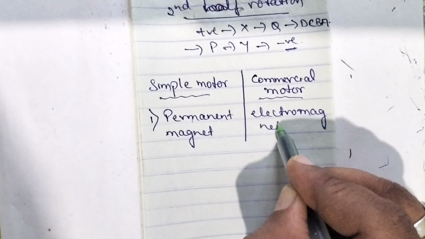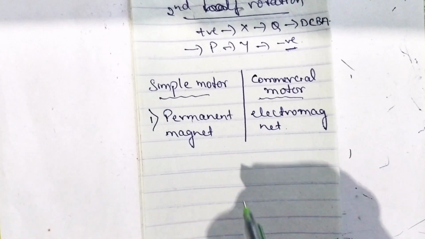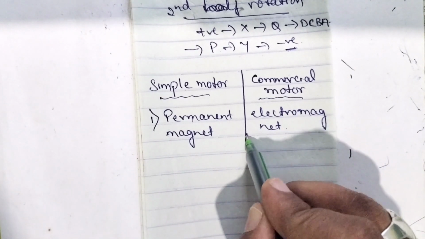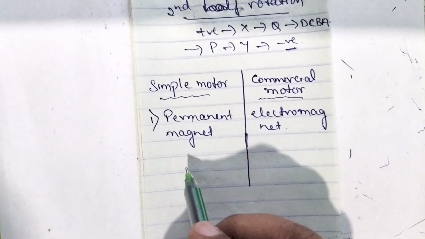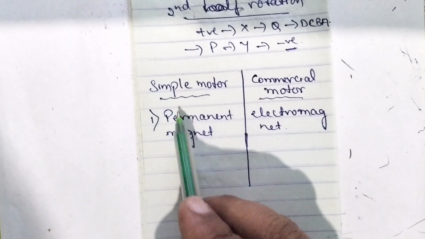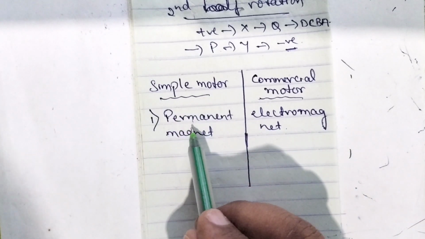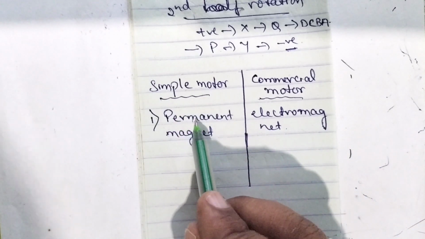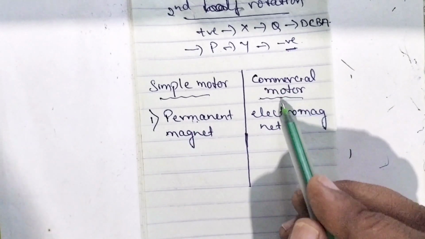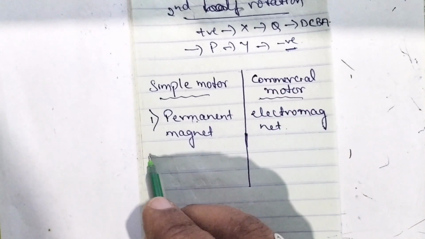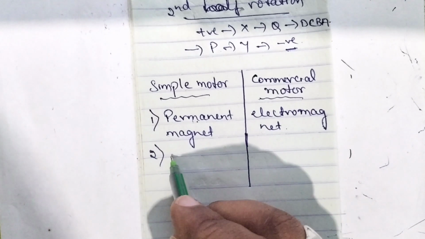This electromagnet, we have studied about solenoid, so we have studied what electromagnets are. Okay, this is the first difference. Simple motor consists of permanent magnet, commercial motor consists of electromagnet. So this is the first difference.